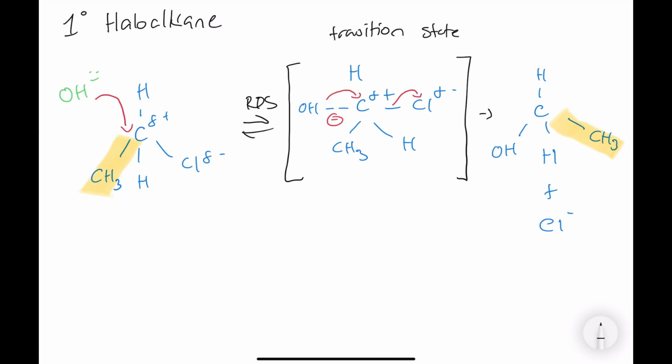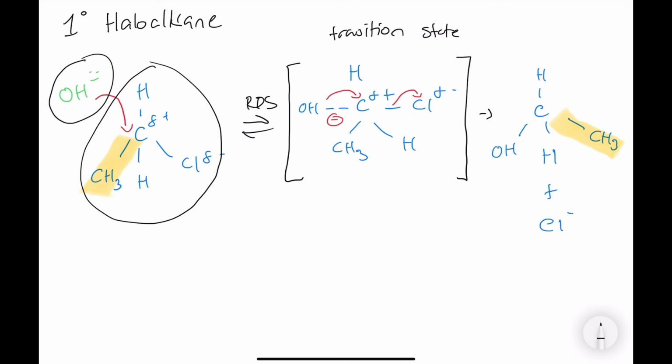As for naming this type of nucleophilic substitution, we will name it after the rate determining step. And in the rate determining step, we actually have 2 molecules this time, the hydroxide ion and the haloalkane. So since we have 2, we name this reaction SN2.